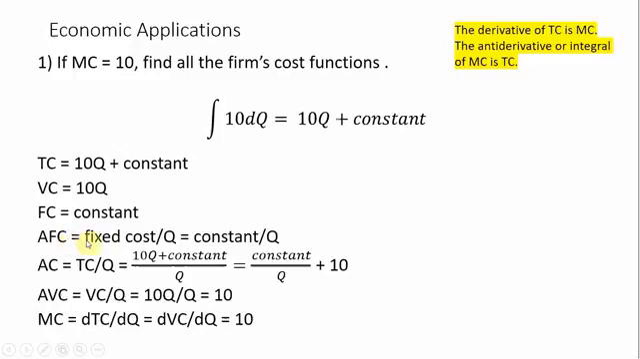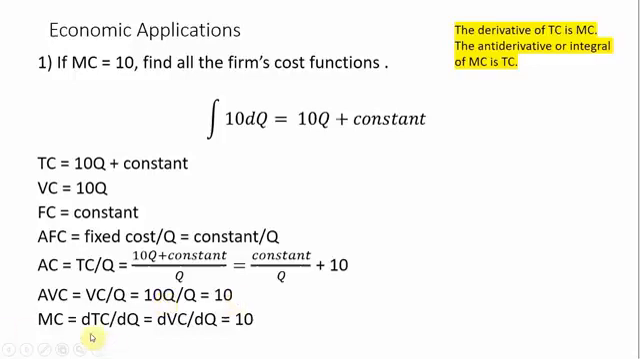If we wanted average fixed cost, we would take the constant, or fixed cost, divided by q. If we wanted average total cost, we would divide by q. So 10q plus constant, all divided by q, simplifies to this. The 10q divided by q is just 10. If we wanted average variable cost, we would take the variable cost equation and divide it by q, which in this case would just give us 10.